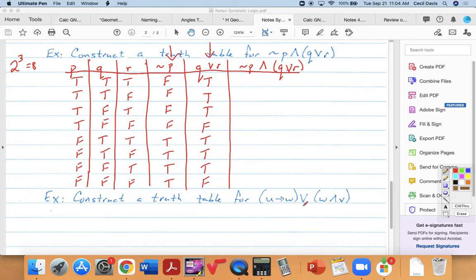With an and, what has to happen? They both have to be true in order for this to be true. So this first one, not so much, that's false. The second one, that's false. Third one, that's false. Fourth one, that's false. Fifth one, oh, that's true. Sixth one is true. Seventh one is true. And the last one is false.